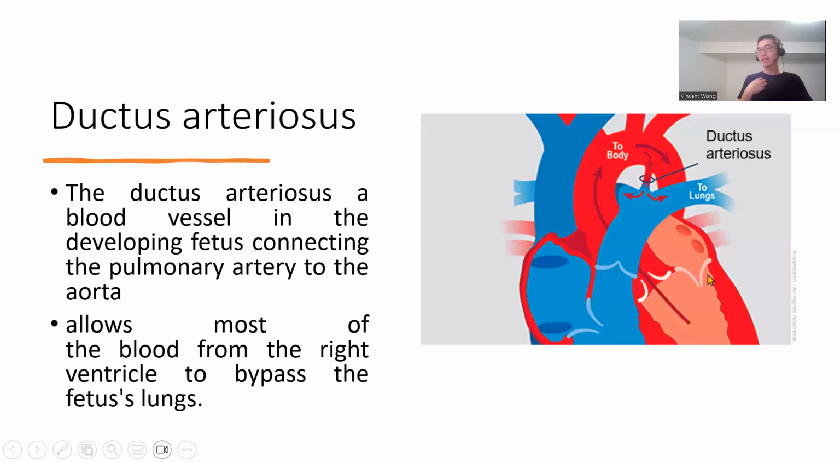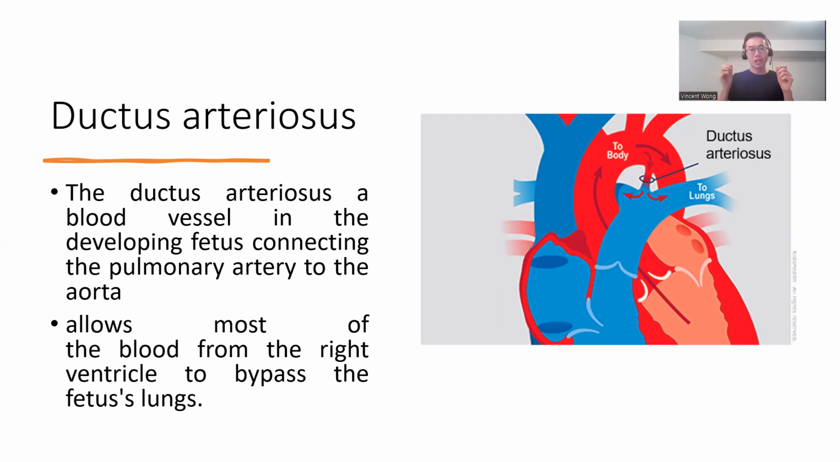When the baby is still growing in the mother, there is no need for the baby's blood to go through the baby's lungs, right? The mother is breathing on behalf of the baby. The baby is getting the oxygen from the umbilical cord.